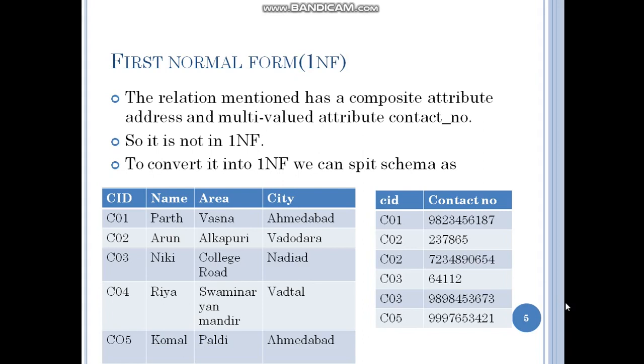That is, the address, which was a composite attribute, we divided into individual attributes of area and city, and CID and contact number. So the contact number, which was a multi-valued attribute, has now been converted into a single valued attribute, as shown. Say customer ID C02 had two contact numbers, which are inserted in two separate rows, and hence in this way the multi-valued attribute is converted to a single valued attribute. So now this schema is in first normal form.